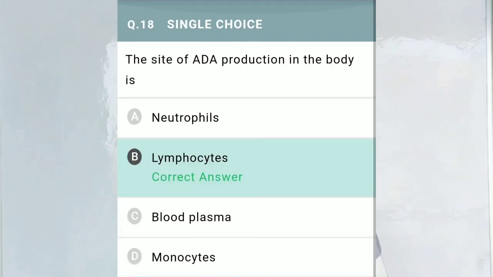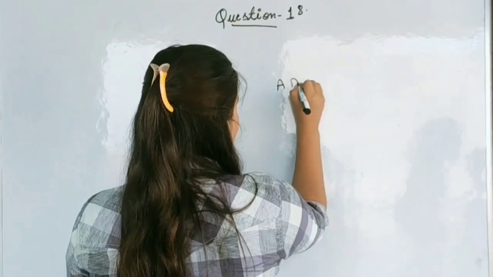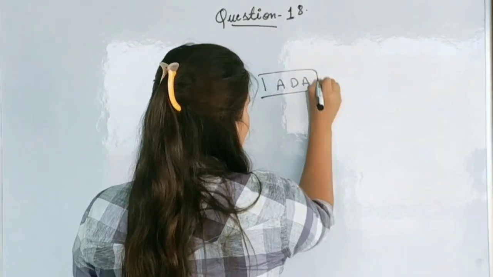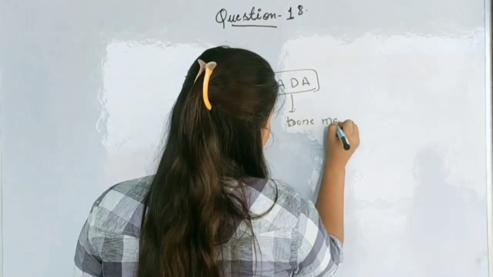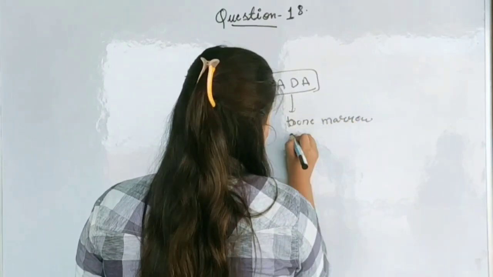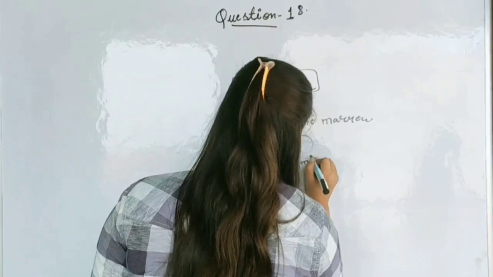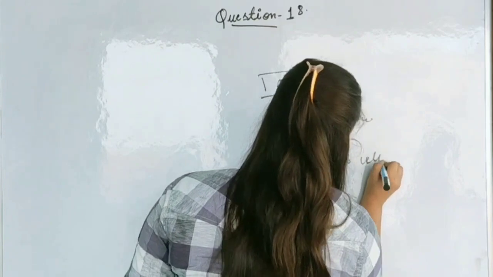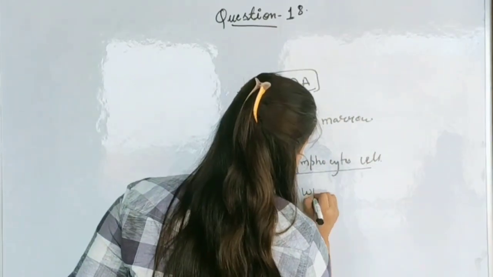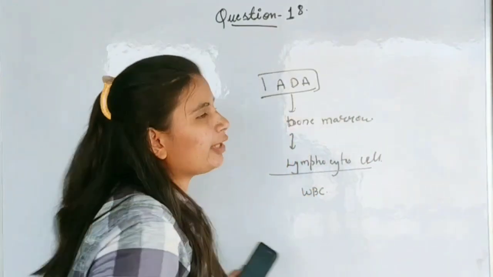The site of ADA production in body is, the correct option is lymphocytes. So if we talk about the production site of ADA, it is bone marrow, in lymphocyte cells. Now lymphocyte cells here means WBCs. Now move to next question, question number 19.